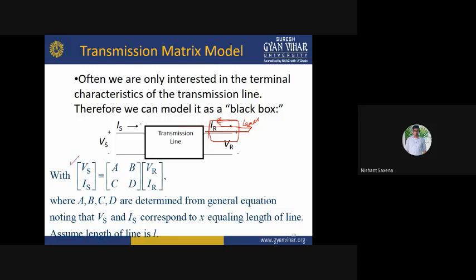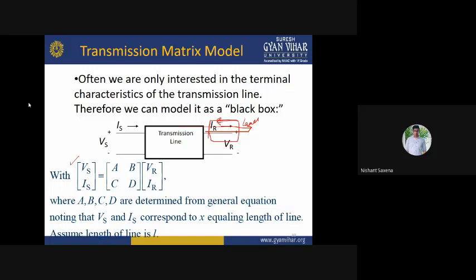This is clear. So for Vs and Is, the matrix formulation for transmission lines can be written as the Vs, Is matrix equal to the matrix A, B, C, D times VR and IR. These A, B, C, D parameters are determined from the general equations, noting that Vs and Is correspond to x equal to the length of the line. Assume the length of the line to be L.